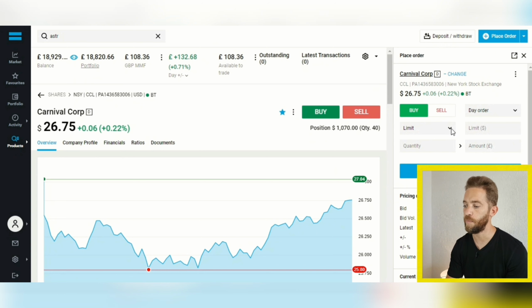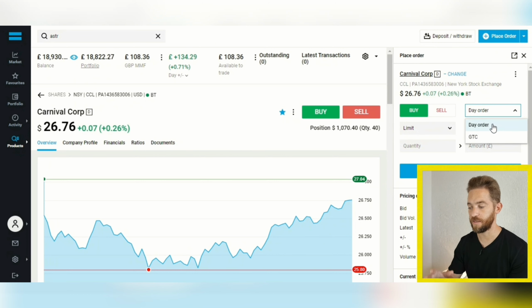But if you want to buy shares from here, make sure you've got buy selected. You can see it's populated below my position. So I have 40 shares already in Carnival. If I want to add more, you can select from day order or good till cancelled. A day order is going to be valid for that day. It will try to execute. If it can't, by the end of that day, then it's going to cancel off.